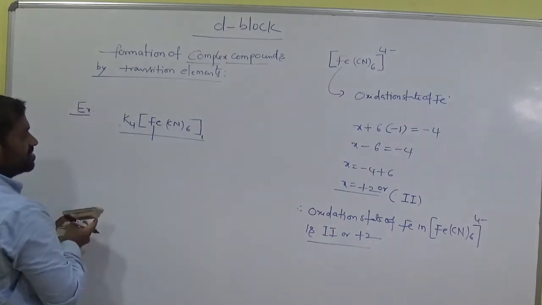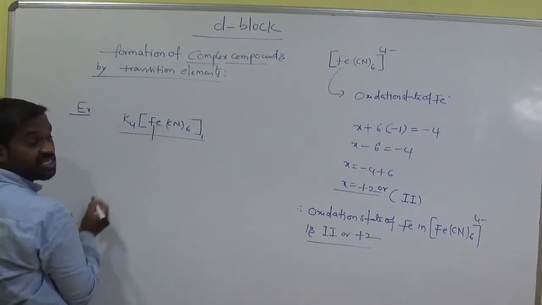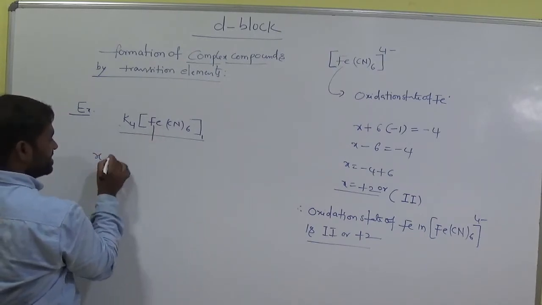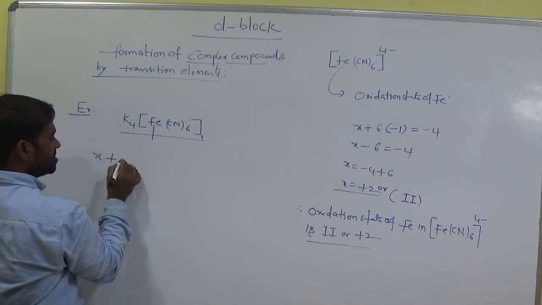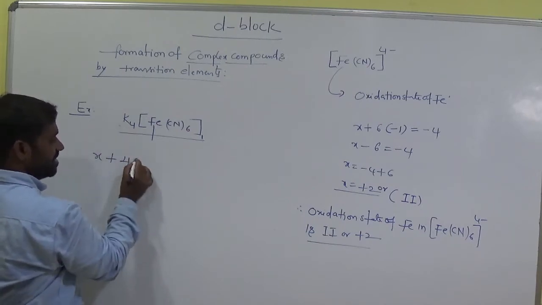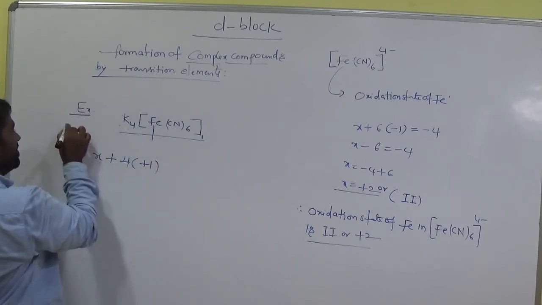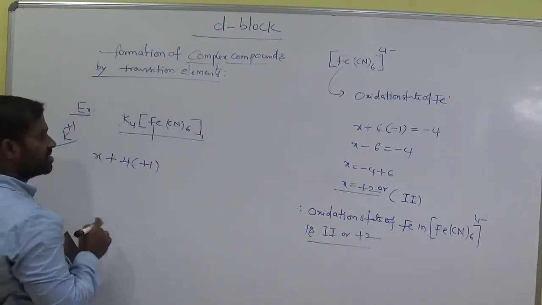Okay. So by using this one, calculate the oxidation state of iron in this. How many irons do we have? 1, taken as X, plus how many potassiums? 4 potassiums here. Each potassium carries +1 charge. Remember this: potassium always has +1. So here we have 4.